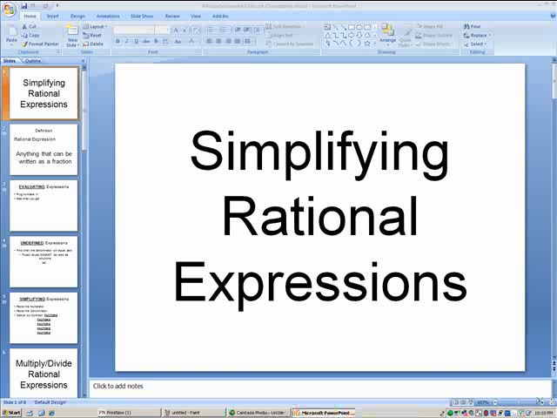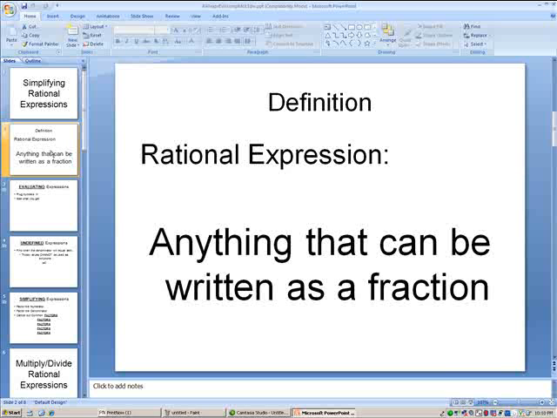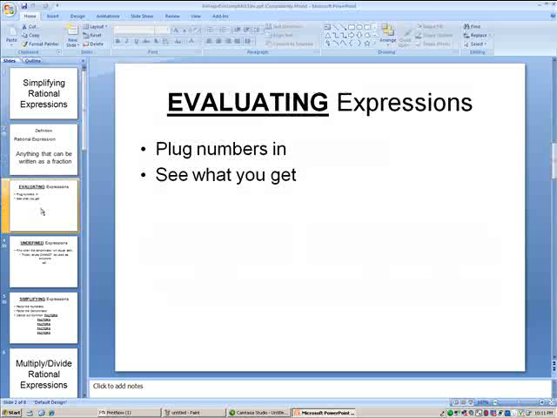In this video, we'll start discussing the simplification of rational expressions. To begin with, we must define a rational expression as anything that can be written as a fraction. To evaluate an expression, it's really quite simple. You plug numbers in, and you see what you get.